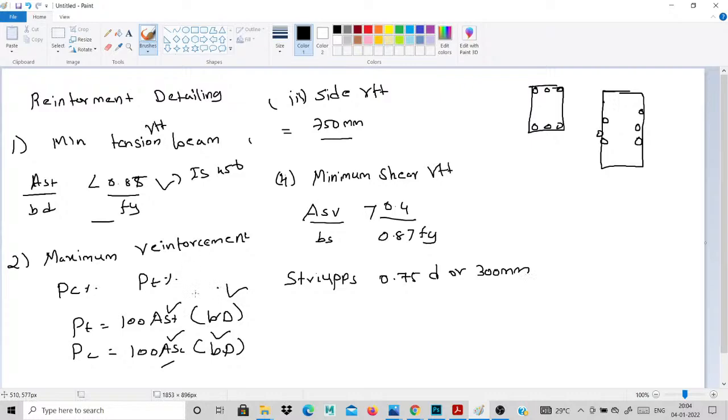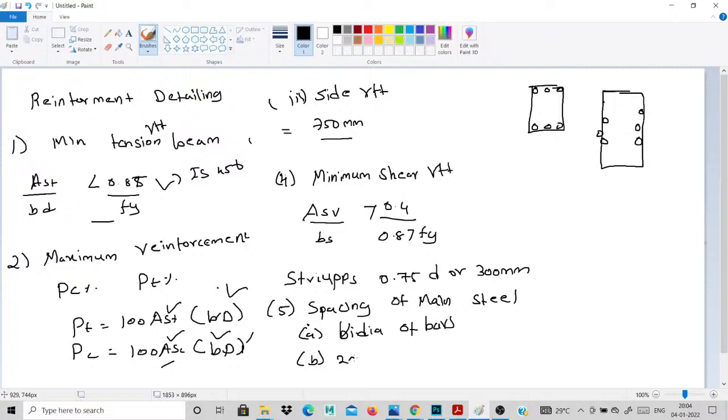The next condition is the spacing of main steel. The spacing of the bars shall not be less than the diameter of the bars. Second, for 20 mm aggregate, the bar spacing shall not be less than 20 mm plus 5, or 25 mm for 25 mm aggregate. So the spacing is 20 or 25 mm for your bar sizes.